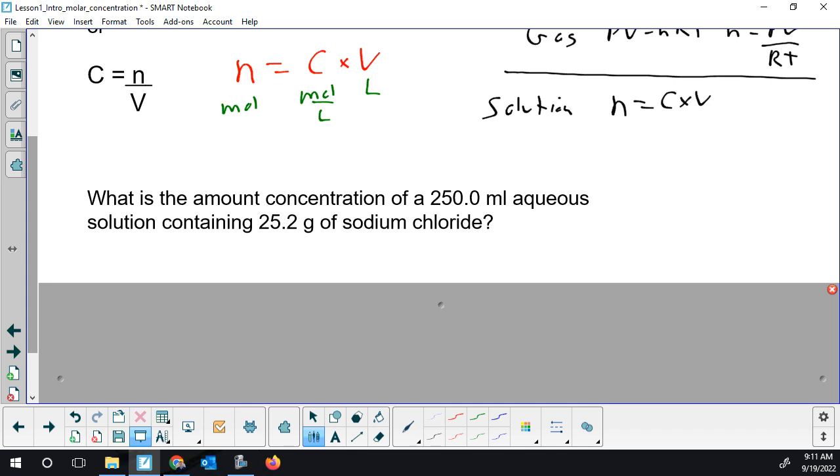So what is the, so there's that heading coming up again. This is the correct vocabulary to use with this type of concentration. Amount means moles. What is the molar concentration of a 250 mL aqueous solution? So that's the total solution, and there's a little over 25 grams of salt, sodium chloride, added into solution.